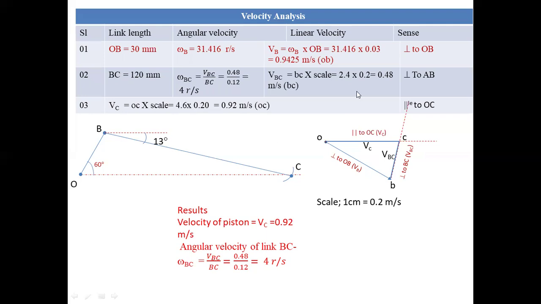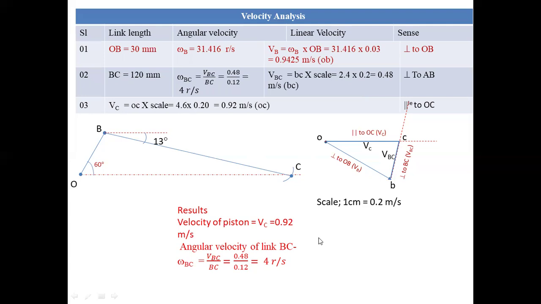Once we have the velocity for BC, then you can take V equal to R omega, so omega will be V by R. By taking this velocity upon 120 mm dimension, we get the angular velocity of connecting rod CB, that is 4 radian per second. So this is the velocity of the piston, and this will be the angular velocity of link BC.